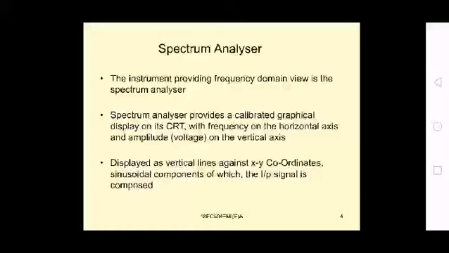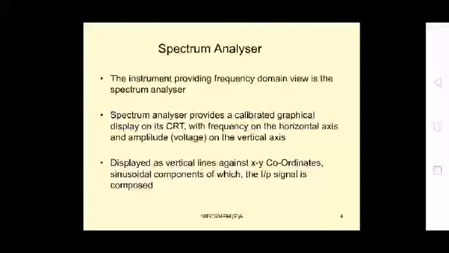Simply take the example from second-year analog communication, amplitude modulation. When we draw the amplitude modulation spectrum, with voltage on the y-axis and frequency on the x-axis, you have three frequencies: fc, fc plus fm, and fc minus fm. Here fc is the carrier frequency and fm is the modulating frequency. So you have only three components in the frequency spectrum of AM, three voltage spikes as vertical lines: one at fc, one at fc plus fm, and a third at fc minus fm, and you can measure their amplitudes. It is displayed as vertical lines against xy coordinates.